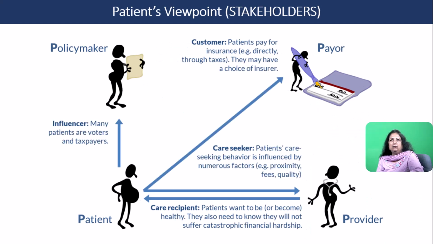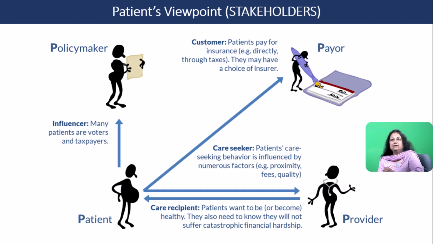So now, we saw the very important part. Everywhere we look, from a patient perspective, he can also influence. Many patients are voters and taxpayers. So I can also say what the policies should be. I can influence, I can say, no, this is how much we can pay. So there is that part.